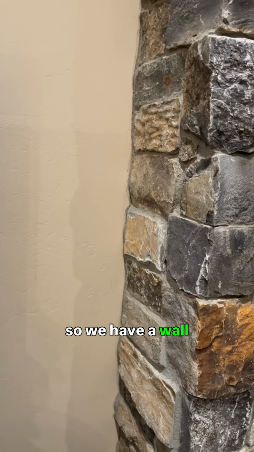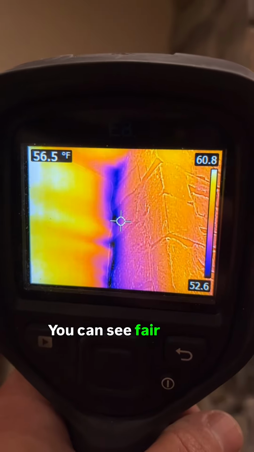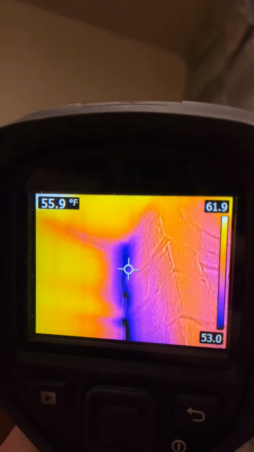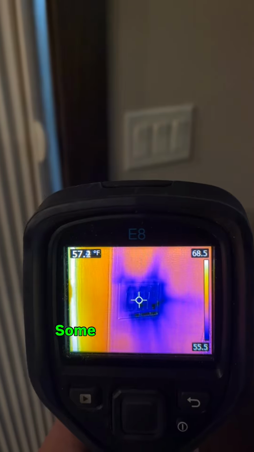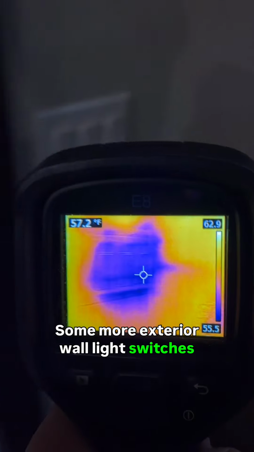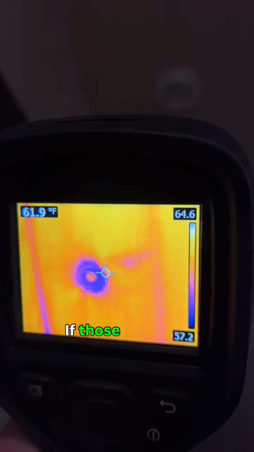So we have a wall here and a fireplace masonry. You can see a fair bit of air leakage up there. And if we look down here at the ground level on the other side of it, same thing. Some more exterior wall light switches and outlets over there. And then our recessed lighting as well. Another common area. If those don't get sealed when they go in, they will leak.